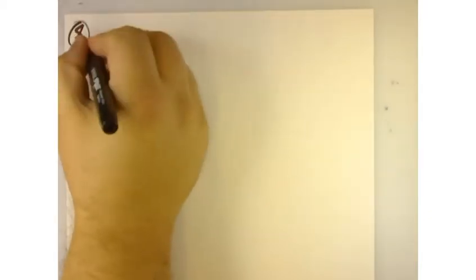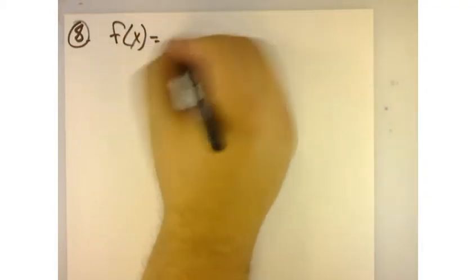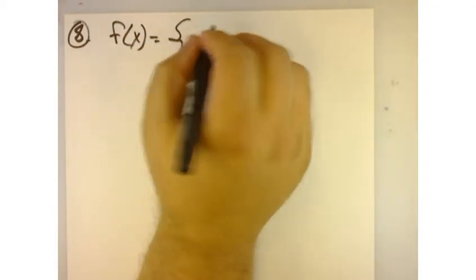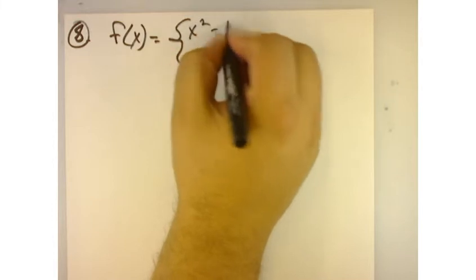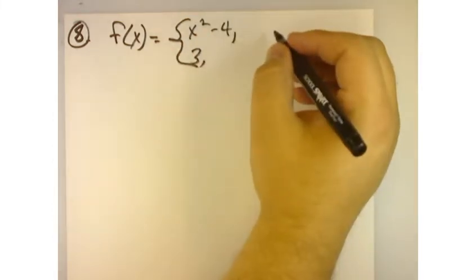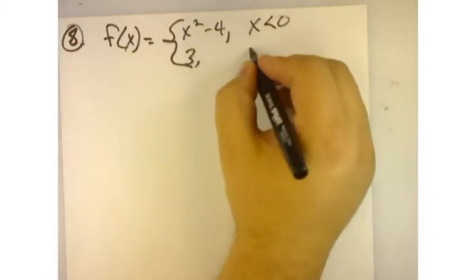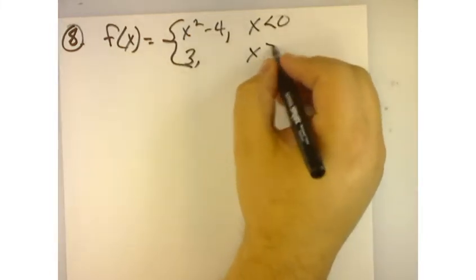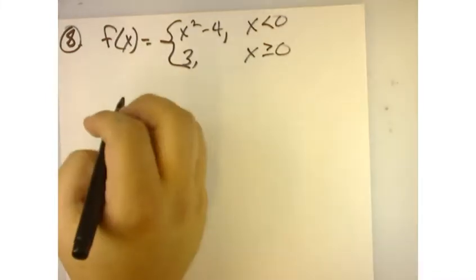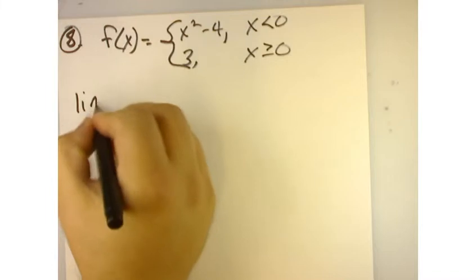Problem number 8 is a piecewise function. And we have x squared minus 4 for x less than 0, and 3 for x greater than or equal to 0. And then the other thing that we need is they ask us to do 3 things.